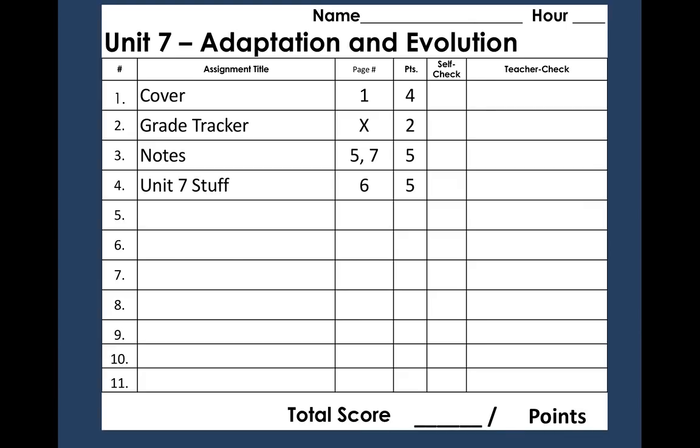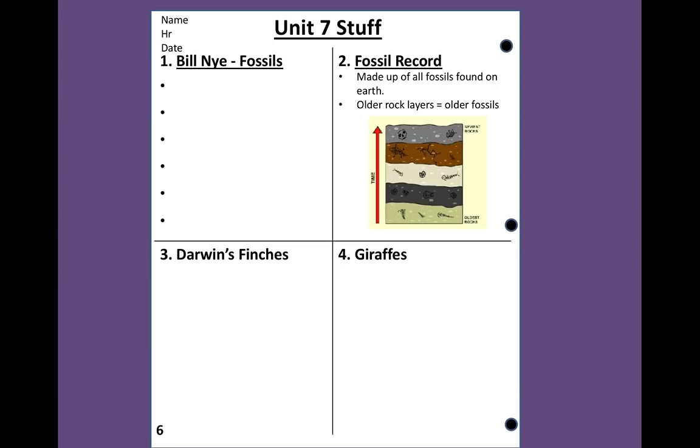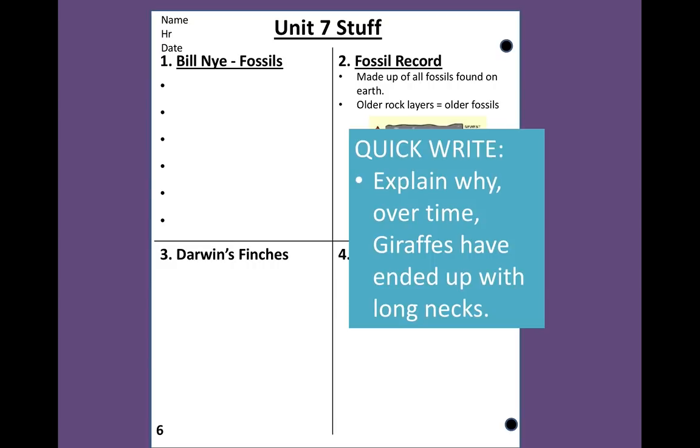And today we are going to use that final box, box number 4, and we're going to put the title in there, Giraffes. So you're going to be watching a short video about Charles Darwin's theory of evolution by natural selection, and in there they feature some giraffes as an example. So after the video, you're going to be asked to do a quick write to explain why over time giraffes have ended up with long necks. You do not need to write during the video. Wait till after the video, but I just wanted you to know what you should be looking for.